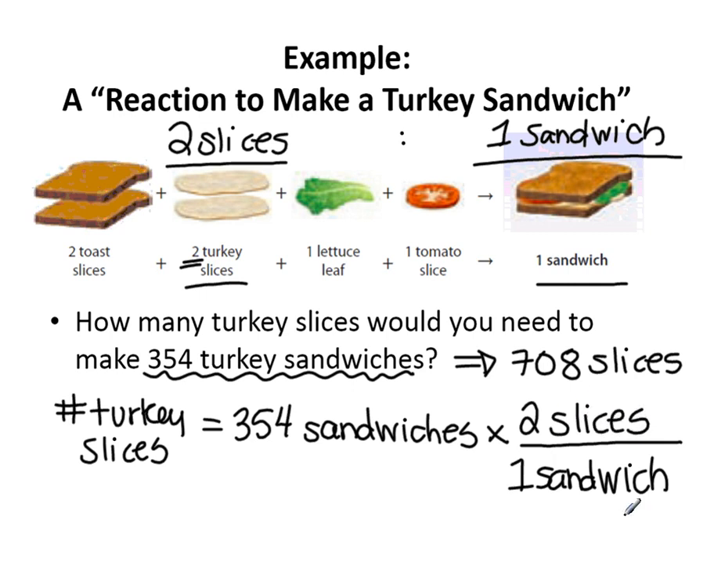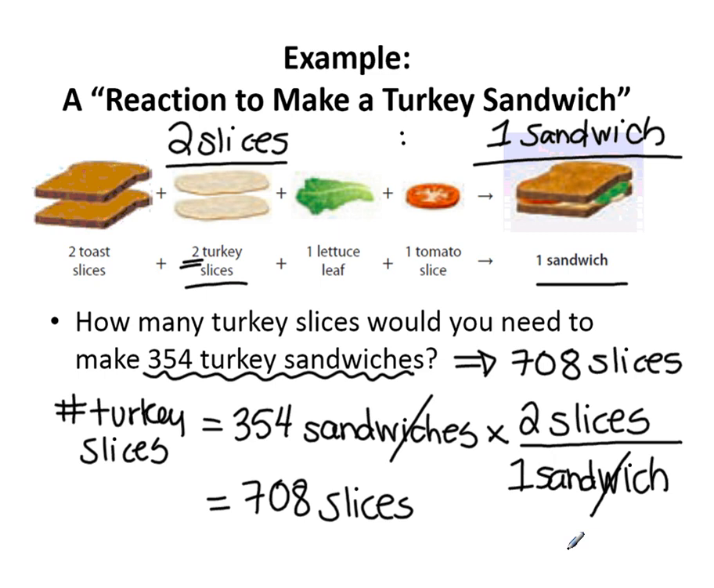So mathematically, it's the same thing. When people thought, well, I need to double the number of slices compared to sandwiches, that's what we're doing. 354 sandwiches times 2 slices per sandwich. Mathematically, we're still going to get 708 slices. And if we look at our units here, the sandwiches cancel out.